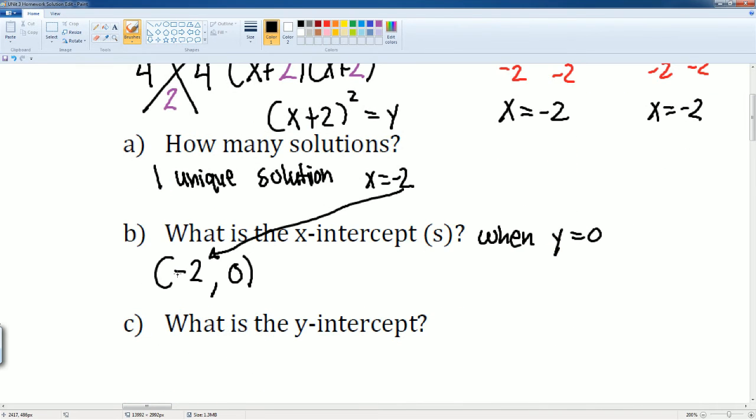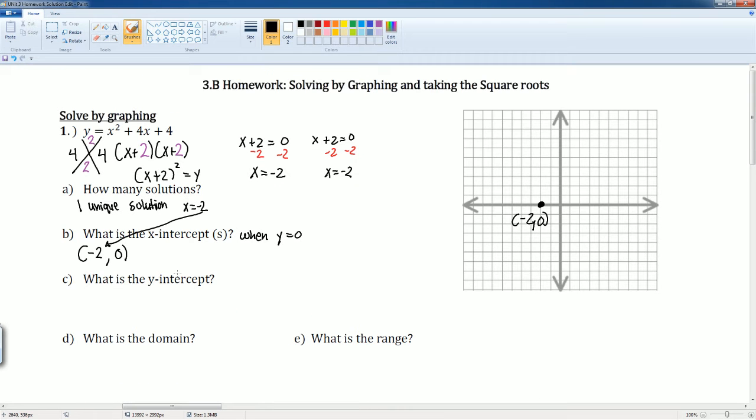What is the y-intercept? Well, if you notice, this is in standard form. Very easily, the y-intercept is always in the format 0 comma c. So you know the c value here is 4. So the y-intercept is as simple as 0 comma 4. Okay, so let's take a look. 1, 2, 3, 4.